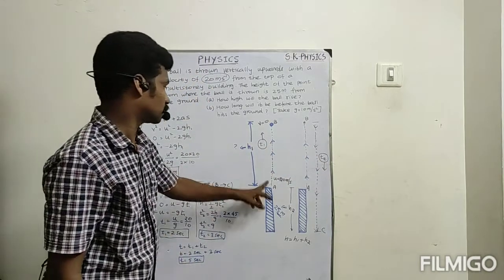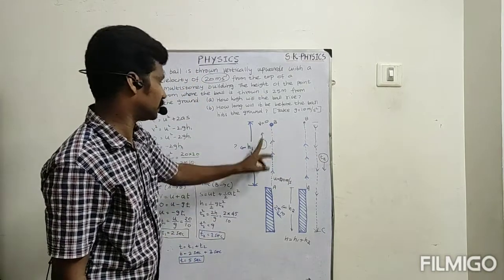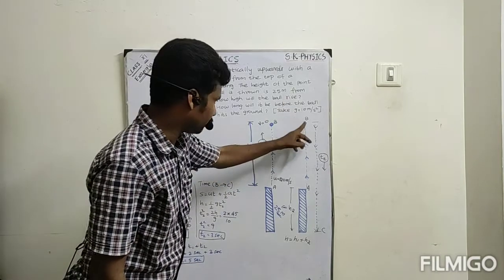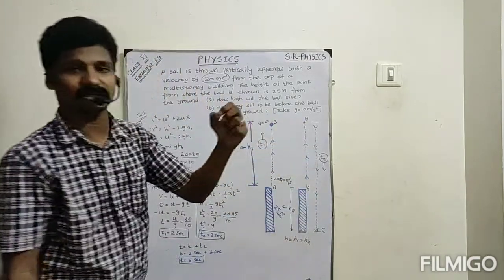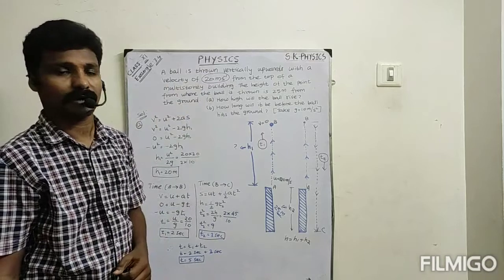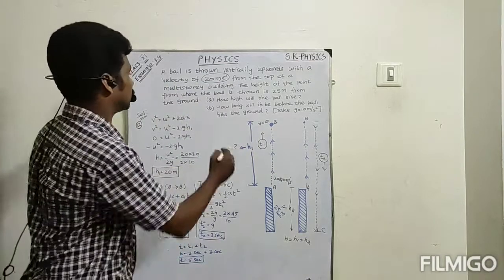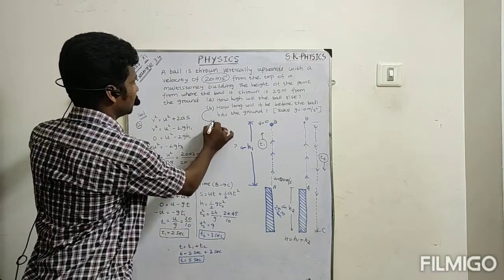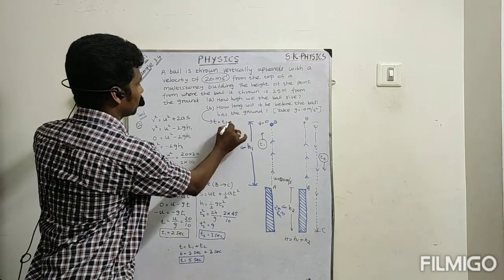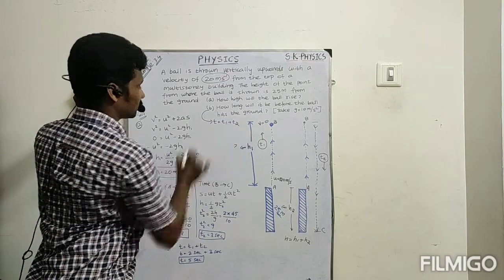Okay, so from A point to B point is T1, then B point to C point is T2. Okay, but the B question is asking the total time, that is T is equal to T1 plus T2, that is the question.